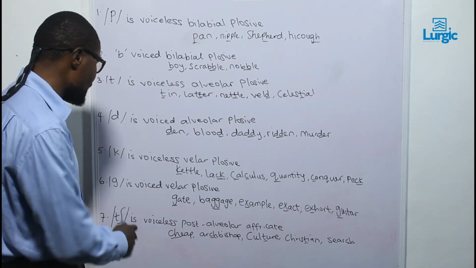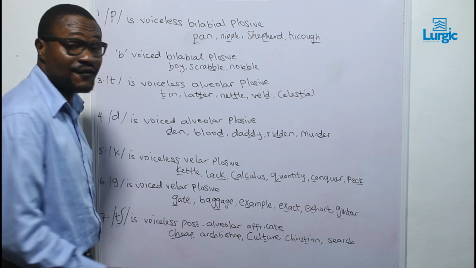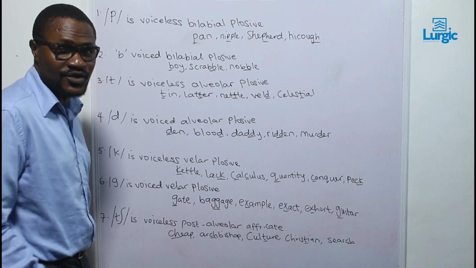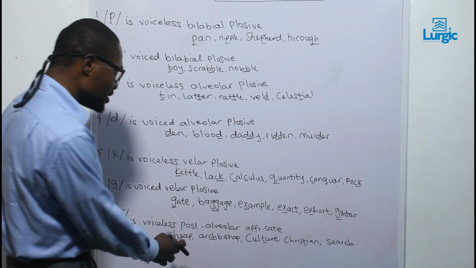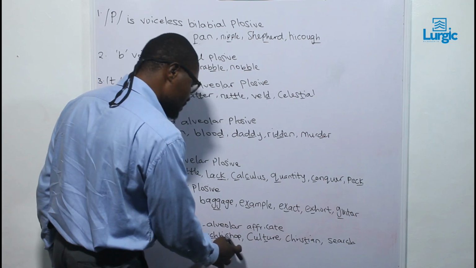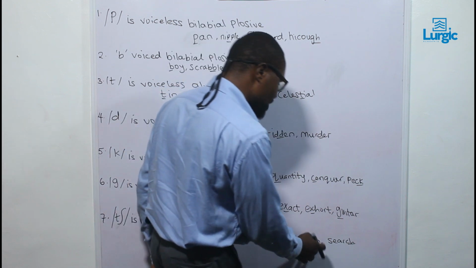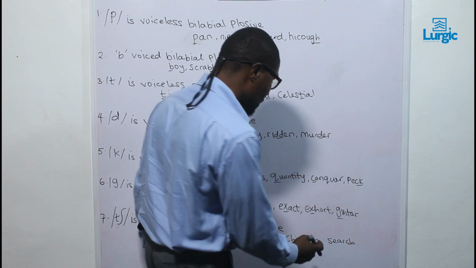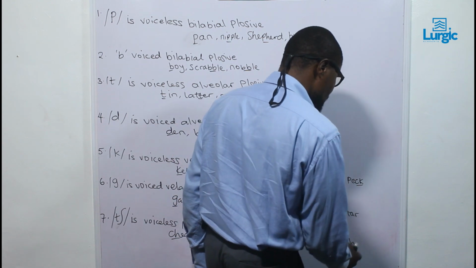The next we have is a voiceless post-alveolar fricative, which is also referred to as palato-alveolar. So we have in chief, archbishop, culture, Christian, not Christian, Christian, as in search, search.